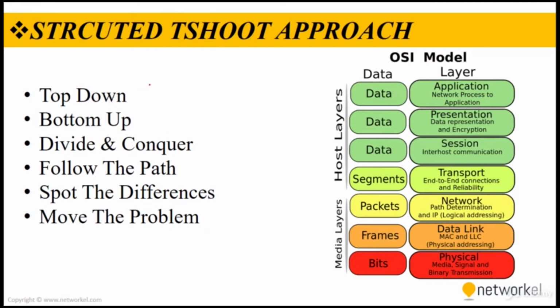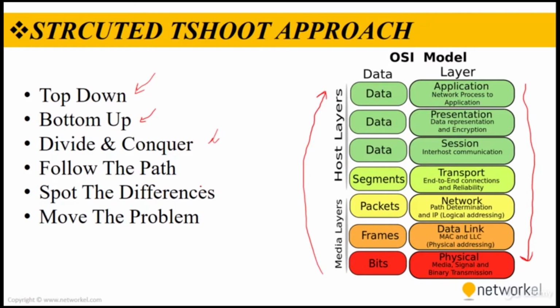And here are the types of the structured TSHOOT approach. We have the top-down approach, bottom-up, divide and conquer, follow the path, spot the differences, and move the problem approach. If you use top-down, you start from the application layer of the OSI model and go to the bottom. If you use bottom-up, you start from the physical layer of the OSI model and you go up until the application. If you use divide and conquer, you start from the middle of the OSI model, and that's usually the network layer, and you go up or down according to the findings.